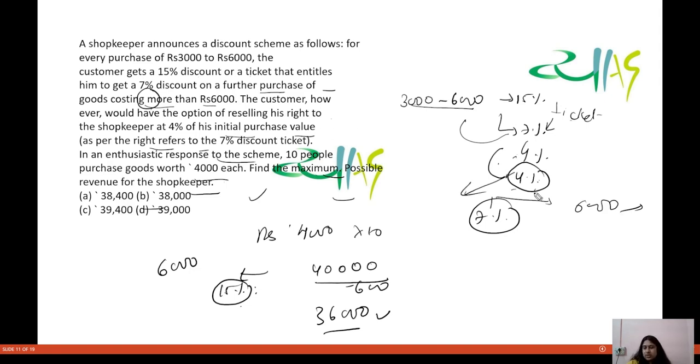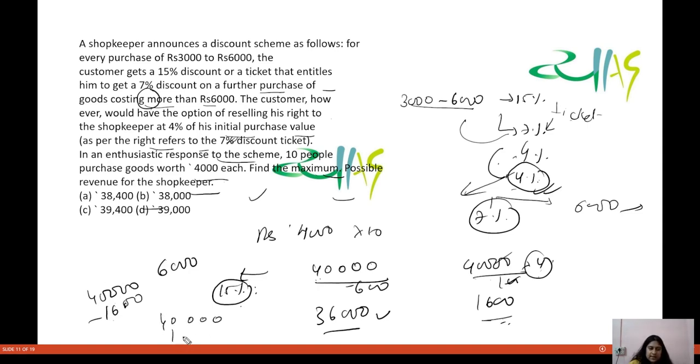What he can get is this: if they are further asking for the 7% discount on 6,000 rupees, that will be a future thing. But what is the maximum possible discount? See, even if everybody asks for this 4% discount by reselling this ticket, 4% of 40,000 is 1600 rupees. So the maximum possible revenue is 40,000 minus 1600. So how much do you get when you subtract this 1600 from 40,000? This will be 38,400.